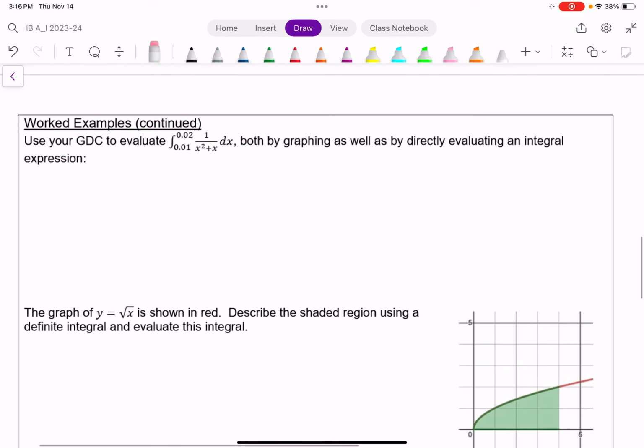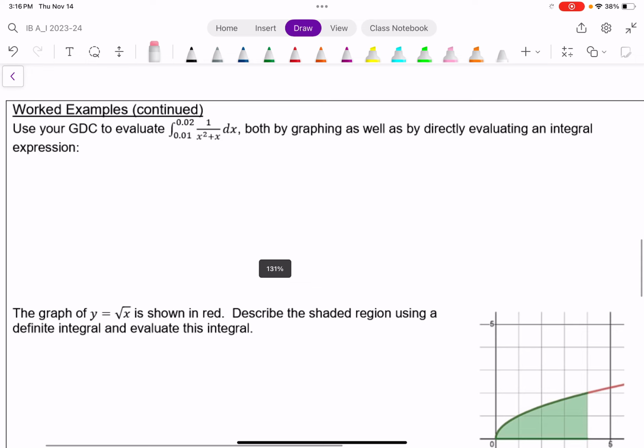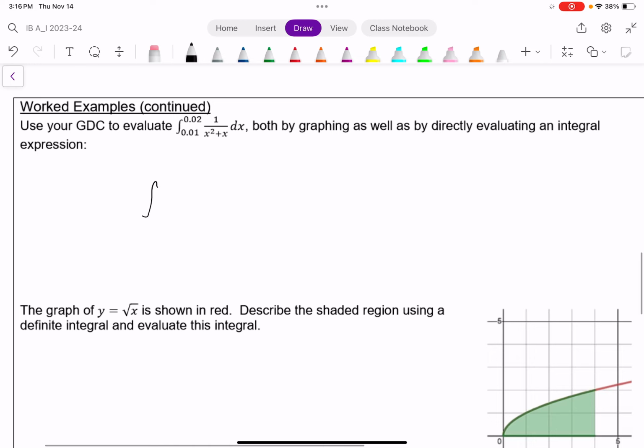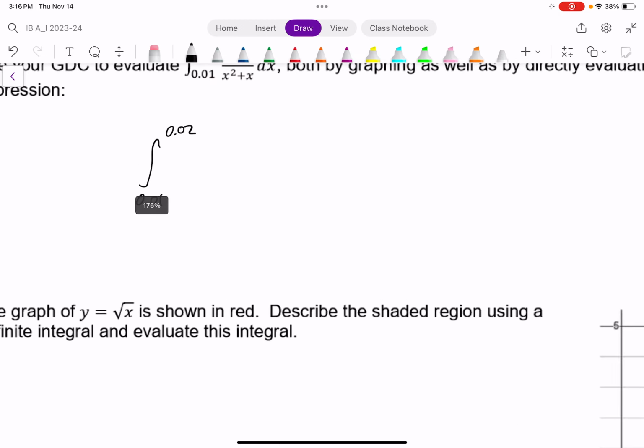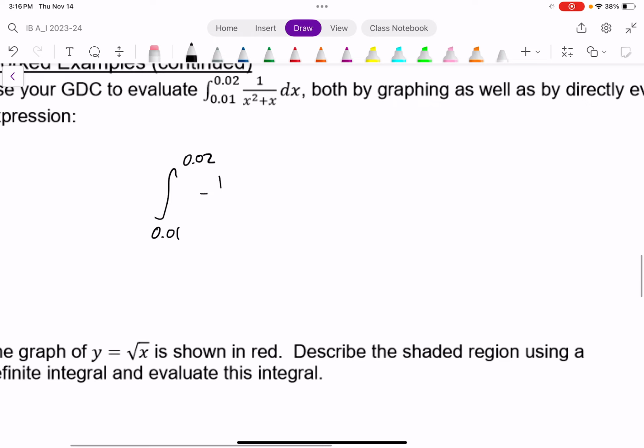All right, so next, similar idea. I want to use my GDC to evaluate this integral, both by graphing as well as directly evaluating an integral expression. So maybe I'll just mention directly evaluating it. So again, this is the integral from 0.1 to 0.2, so a small interval on x, of this rational function, 1 over (x squared plus x) dx.